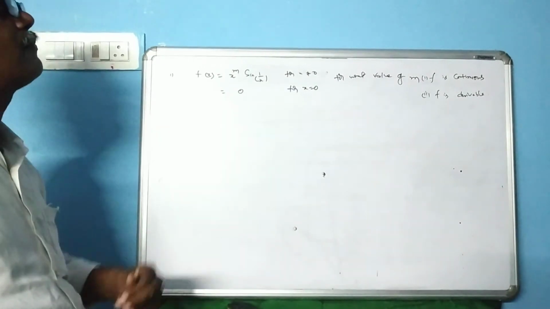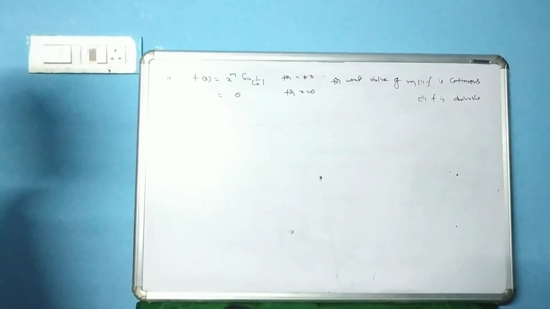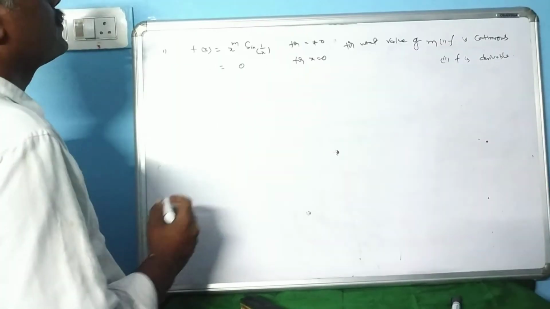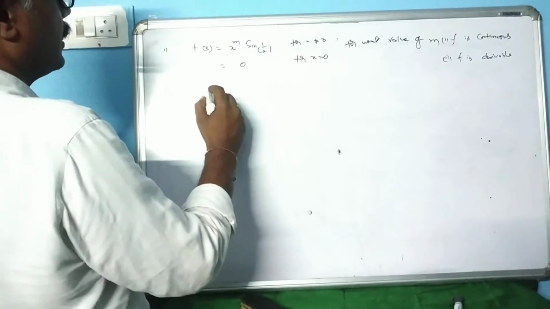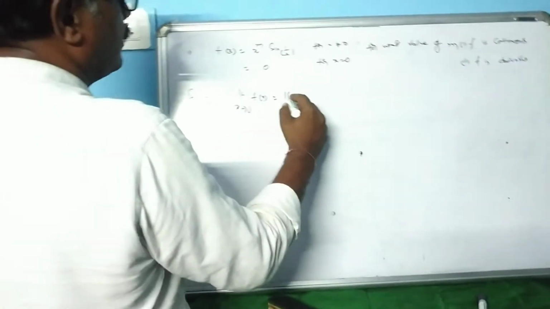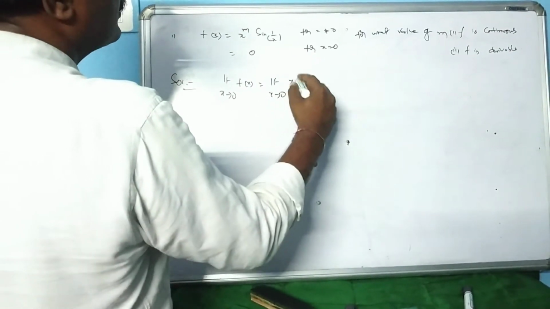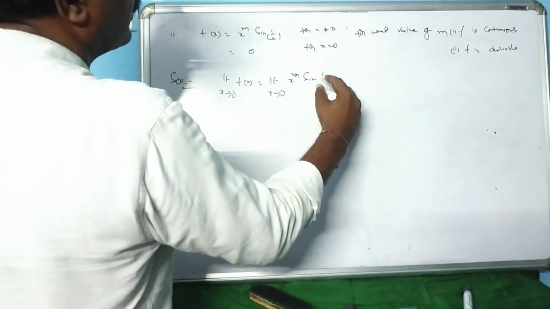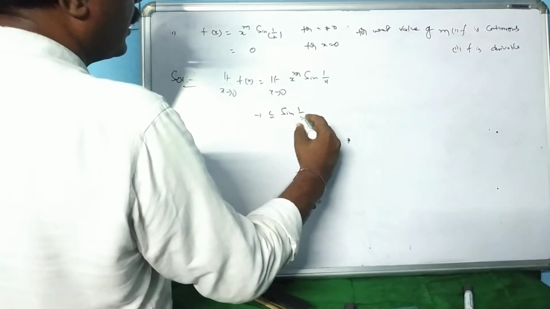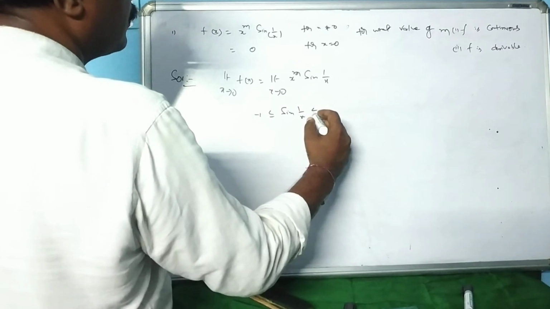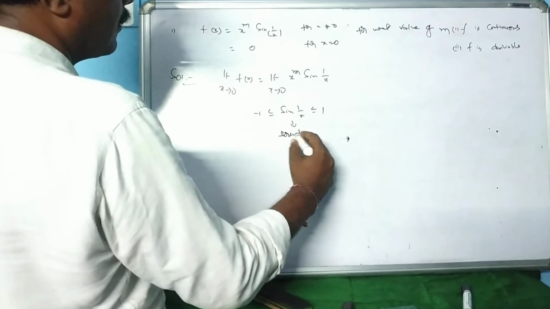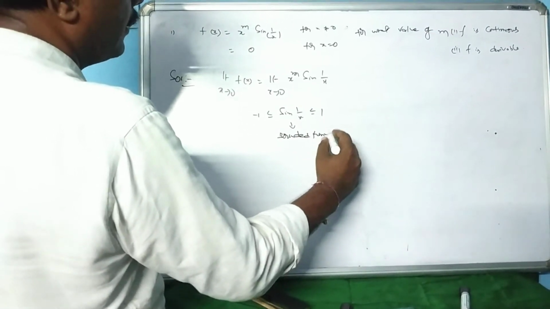What value of m makes f continuous and f derivable? You see friends, for continuity the limit as x tends to 0 of f(x) must be the limit as x tends to 0 of x^m sin(1/x). We all know that -1 is less than or equal to sin(1/x), which is less than or equal to 1. So this function is a bounded function.